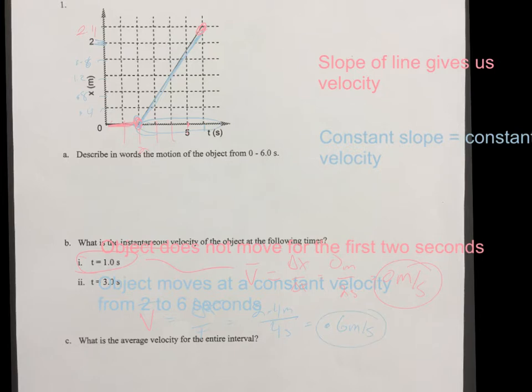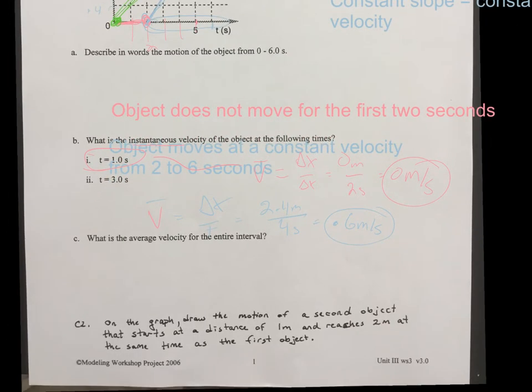Then it says, what's the average velocity for the entire interval? For the entire interval, it's really from the starting to the ending. So if I just draw my line from there to there, what's the slope of that line? That's the velocity, equals delta x over t. My change in x is still 2.4 meters, but now it took me 6 seconds to do that, which gives me 0.4 meters per second.